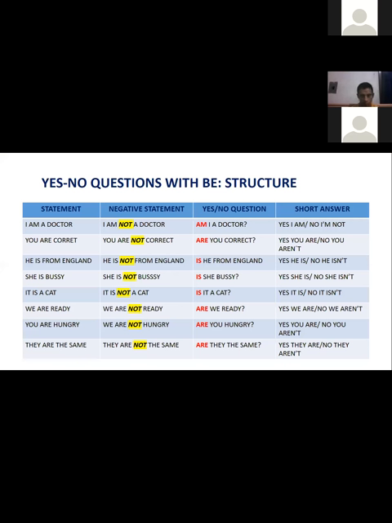Yes. Regarding the yes/no questions, we already studied the yes/no questions with be, right? And you already know that to make a statement or affirmative sentence with the verb to be, we use the right conjugation of the verb to be. For example, you say, I am a doctor, or you can contract and say, I'm a doctor. You are correct, or you're correct. You can contract this part, right? He is from England, or he's from England.